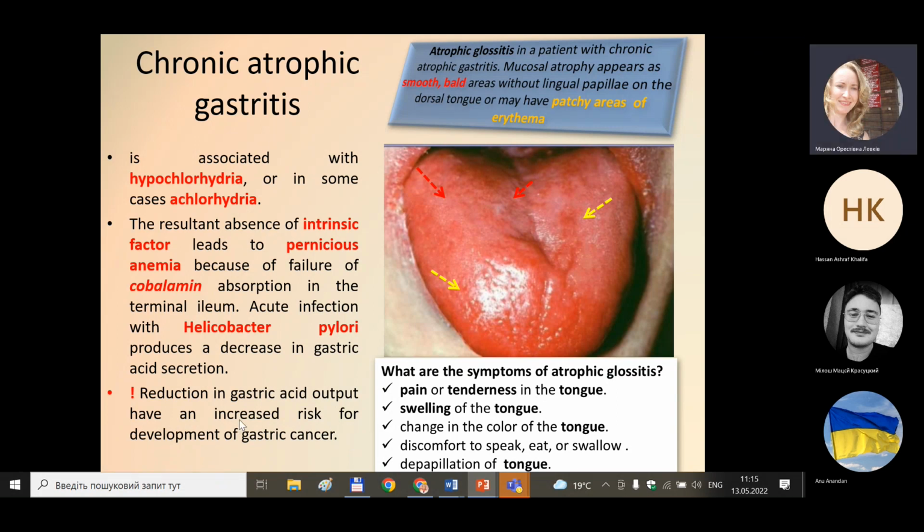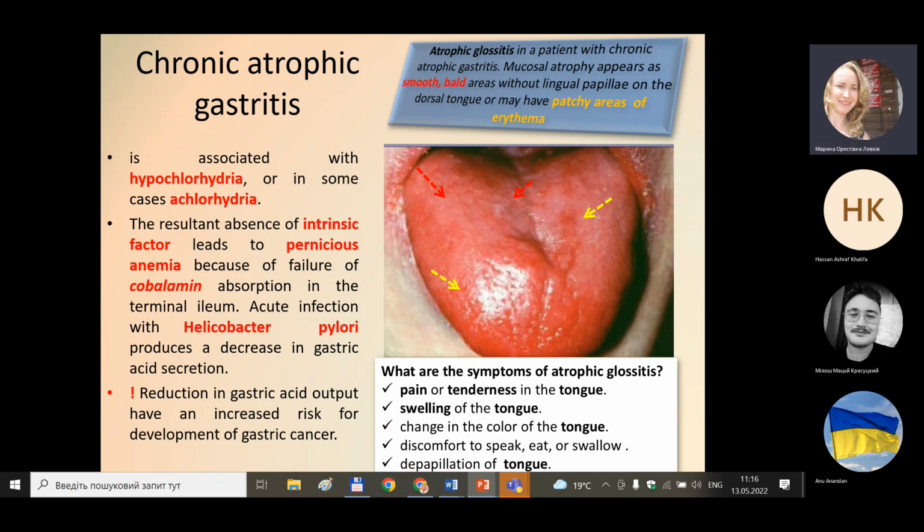And the main symptom of atrophic gastritis is atrophic glossitis. So it is mucosal atrophy that appears as smooth, bald areas without lingual papillae on the dorsal tongue, or may have patchy areas of erythema. Patchy areas of erythema and smooth, bald areas without papillae, the depapillation of the tongue.